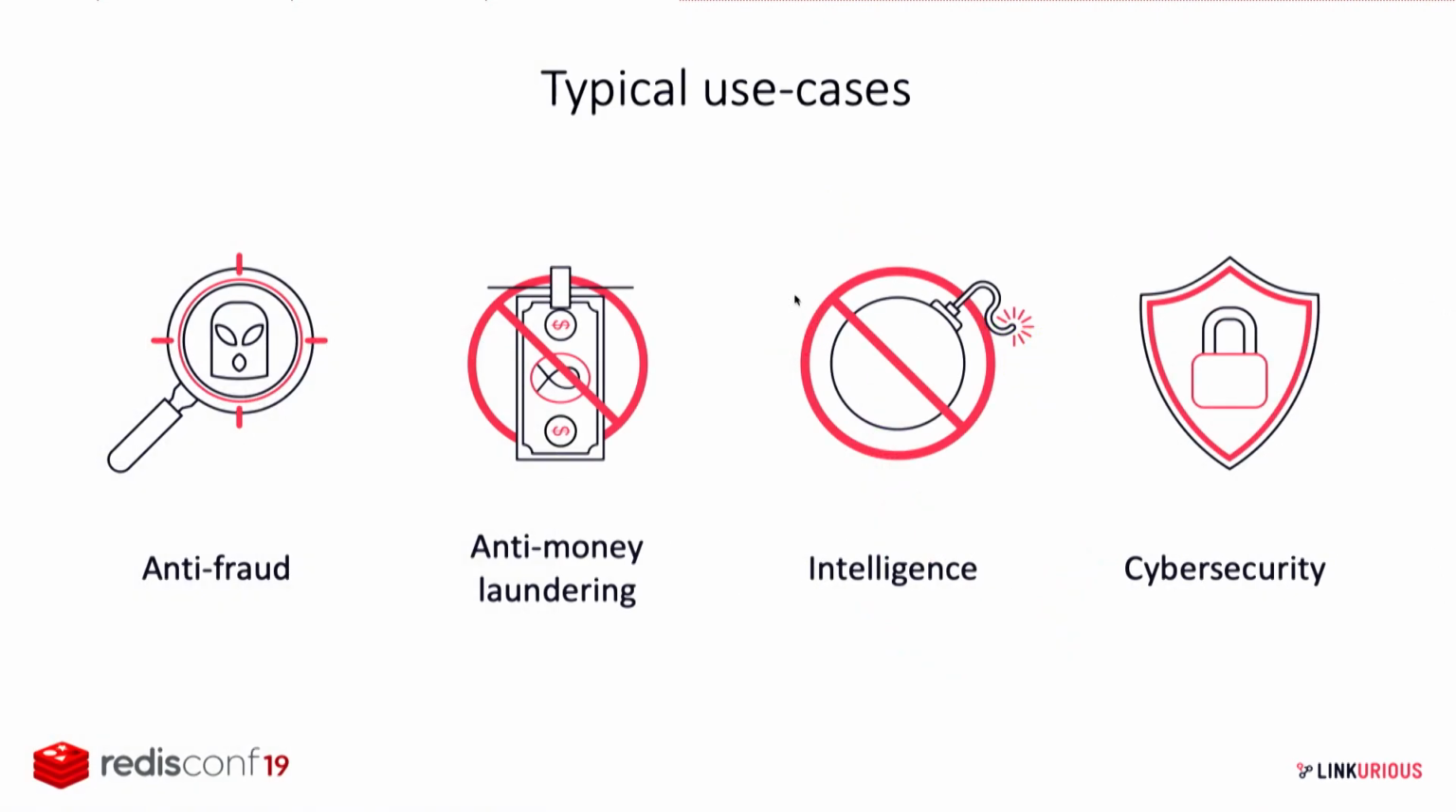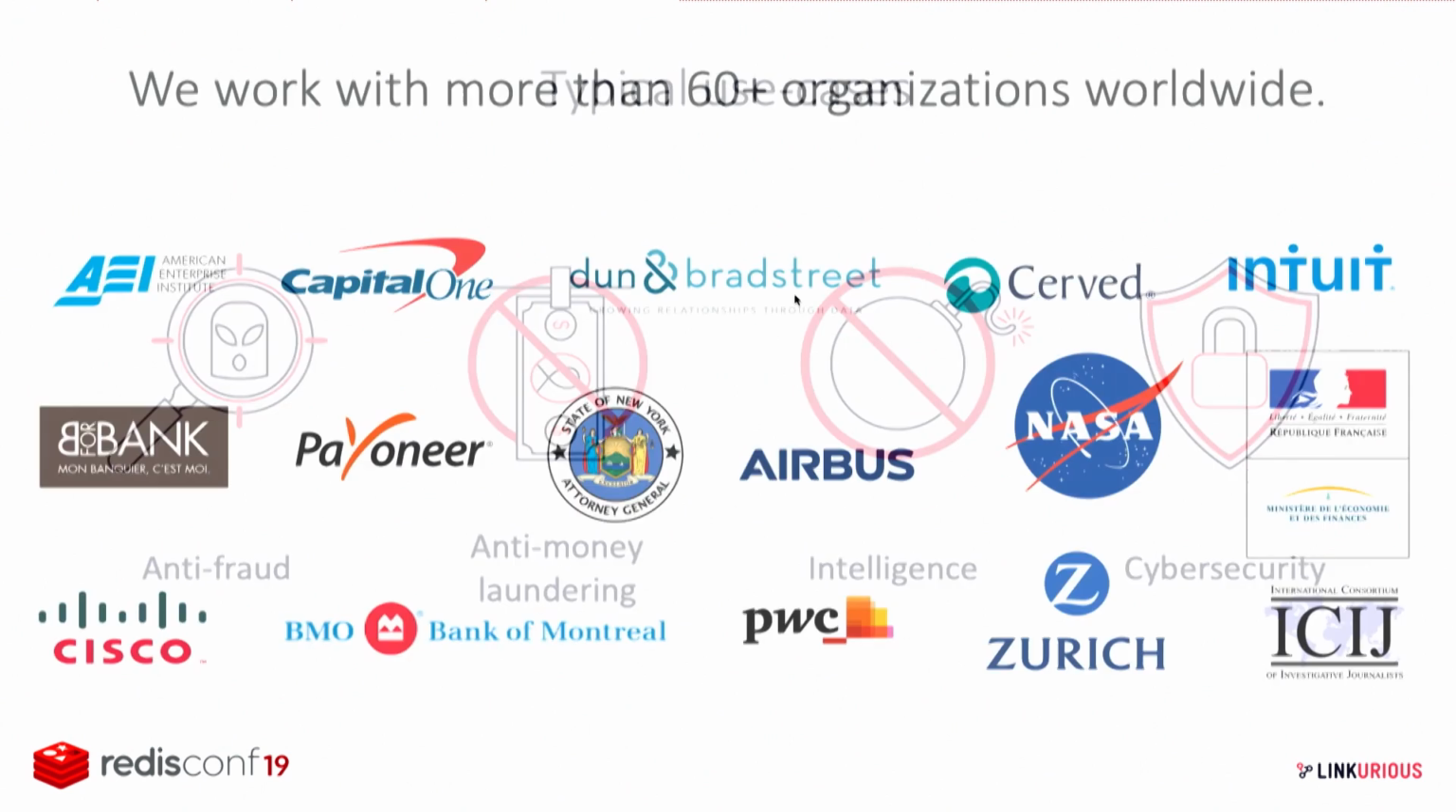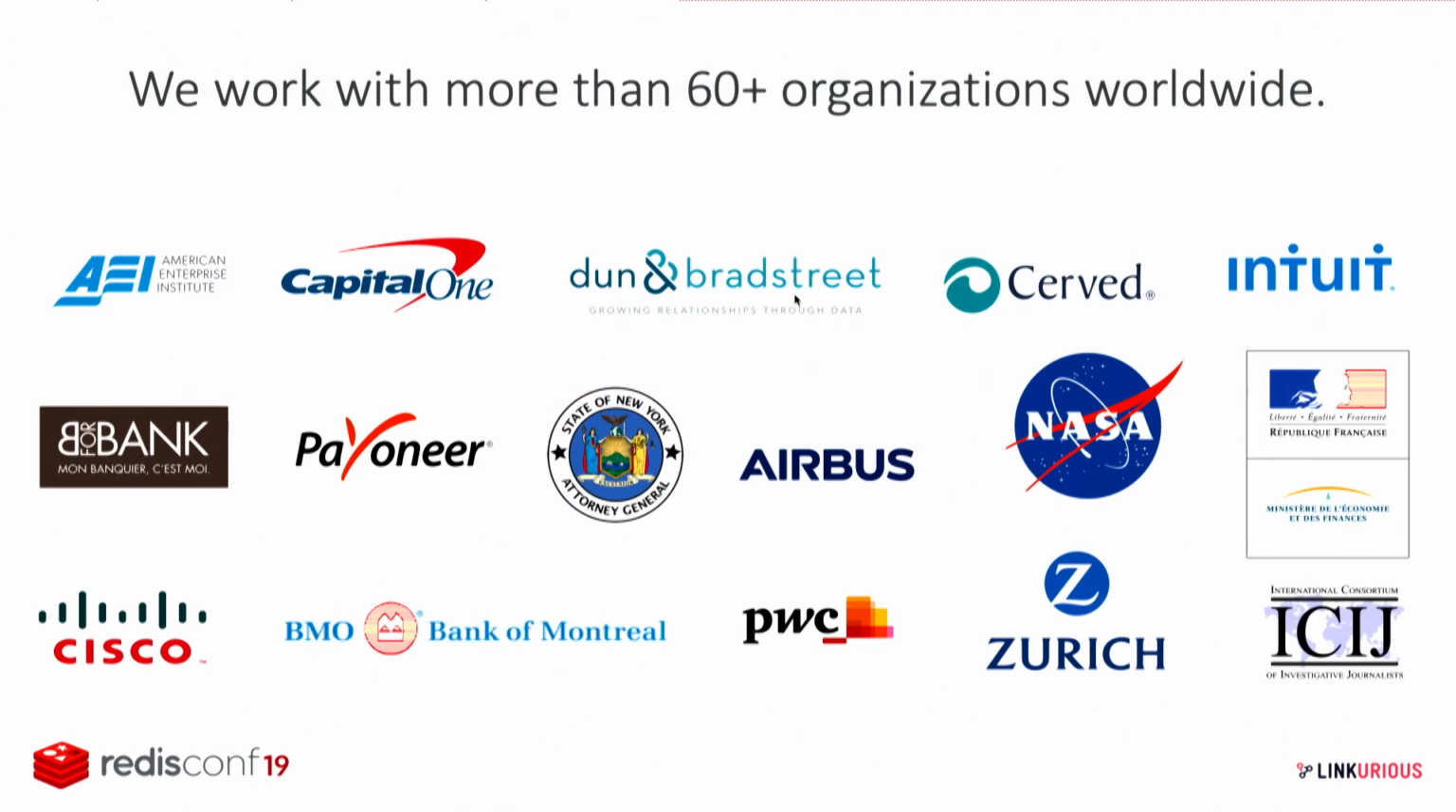So the typical use cases that we face at Linkurious are fighting fraud, identifying money laundering, working with the intelligence community, and identifying cyber threats. And as of today, we have worked with more than 60 organizations worldwide, from government agencies to financial institutions. Let's now have a look at 4 different use cases that we have done so far with various partners.